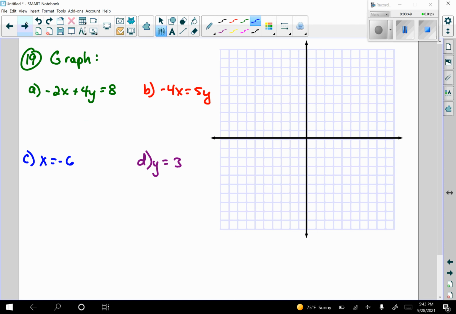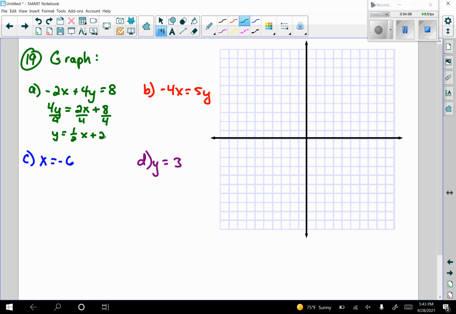For 19, we were asked to graph here. So the first two we have to get in slope-intercept form. So here I'm going to add 2x to each side. So 4y is going to equal 2x plus 8. Divide everything up here by 4. So y would equal a positive 1/2 x plus 2.